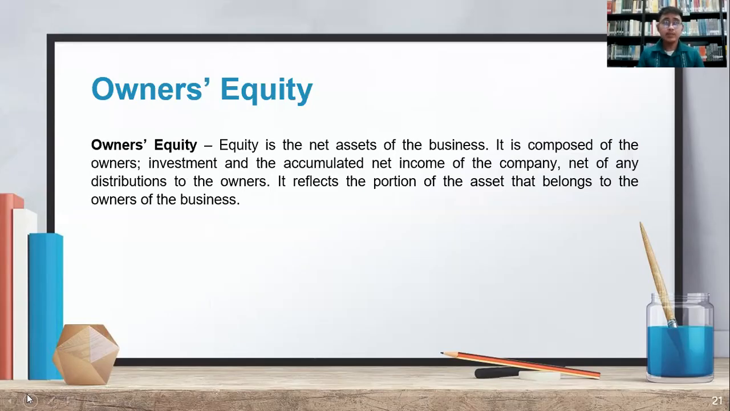Now, we proceed to the owner's equity. So the equity is the net assets of the business. So it is composed of the owner's investment and the accumulated net income of the company, net of any distribution to the owner. So the owner's equity is the total amount of the owner's investment. Okay, ito po yung total investment ng isa pong owner. So it reflects the portion of the assets that belong to the owners of the business.